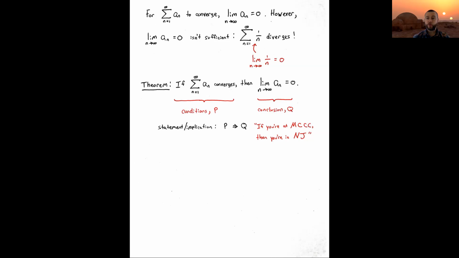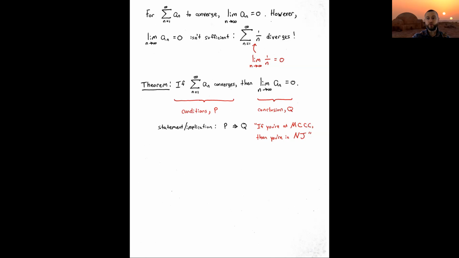All right, before we get into what follows, let's take a look at a general statement, or what's called in logic an implication, which takes the form if conditions P are satisfied, then you reach the conclusion Q, or if P, then Q. Let's think of a basic example, which you can see to the right there. The basic statement or implication we're going to consider is as follows: if you're at Mercer County Community College, then you're in New Jersey. And that certainly is true.